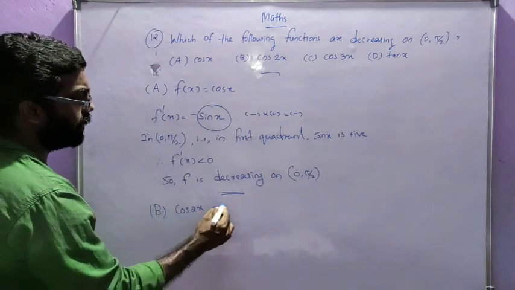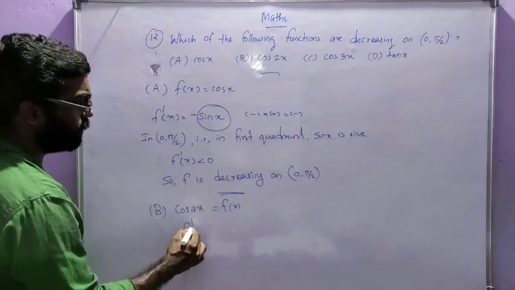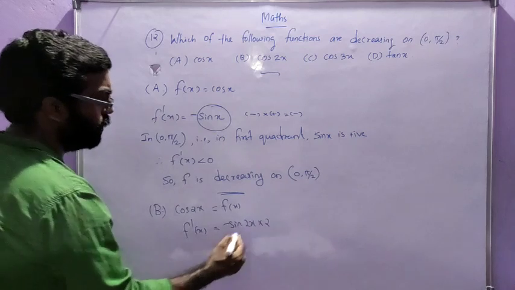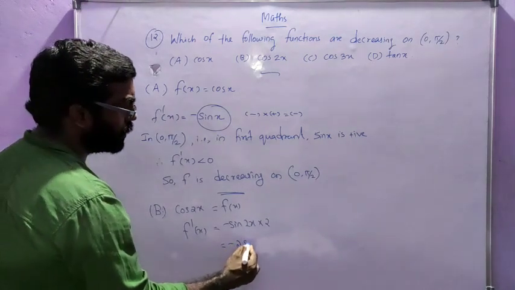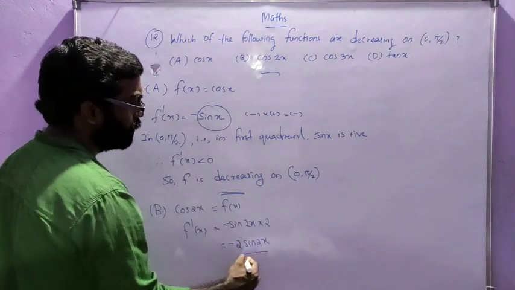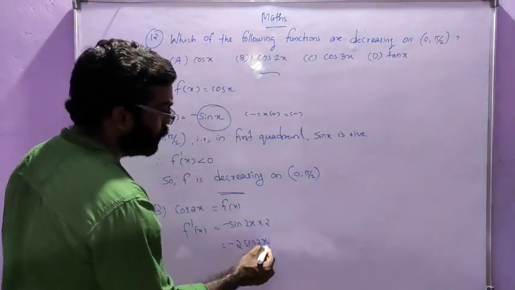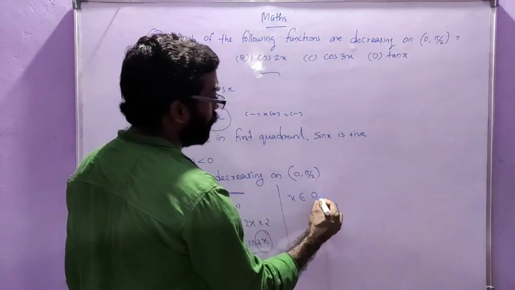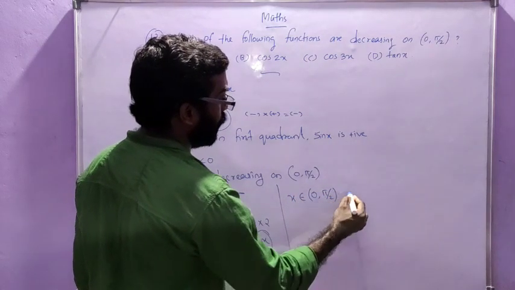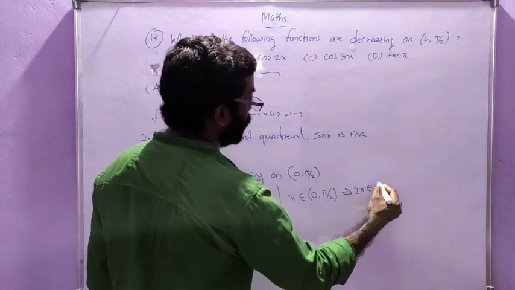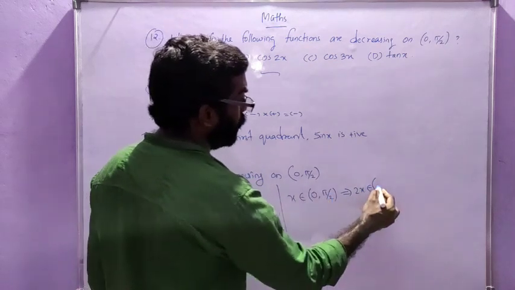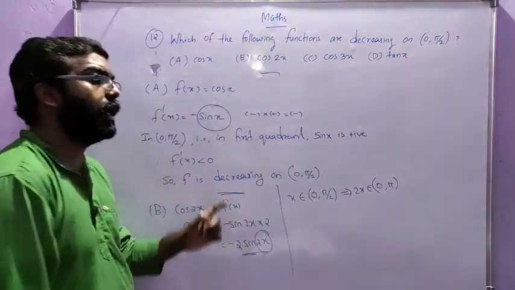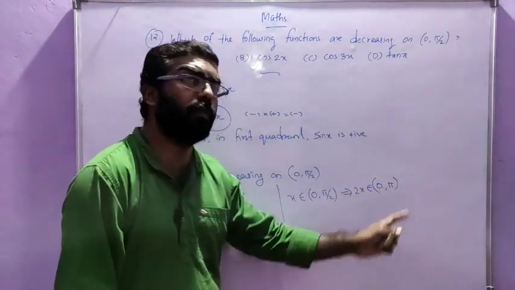So let it be f of x, and f dash of x is equal to minus sin 2x into 2, or we can write minus 2 sin 2x. Here the angle is 2x. So x belongs to 0 comma pi by 2 implies 2x belongs to, you can multiply by 2, 2 into 0 is 0, 2 into pi by 2 is pi. That means the angle lies in 0 pi.